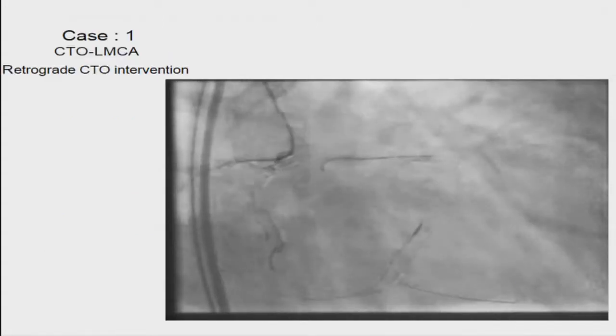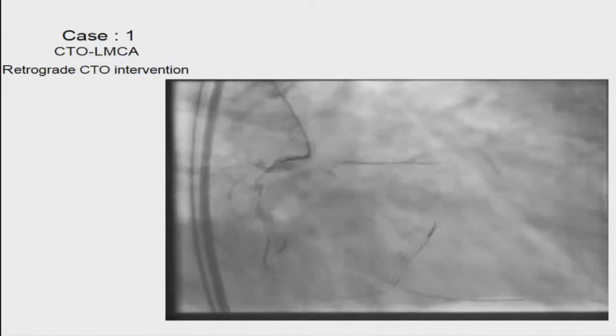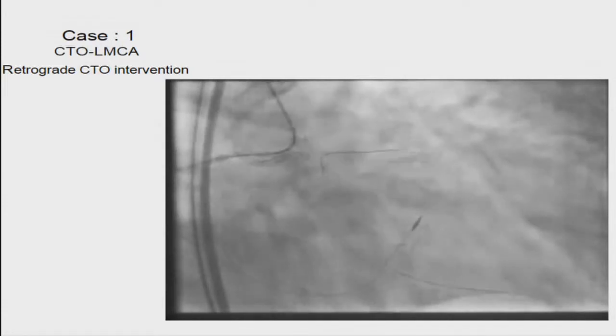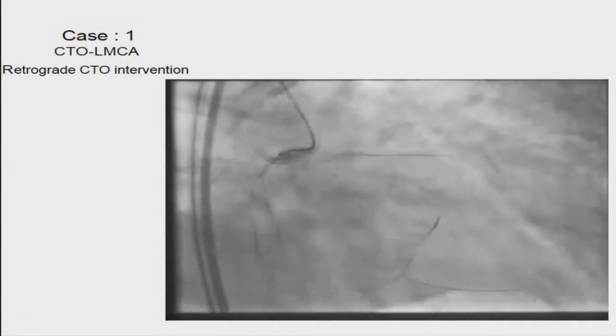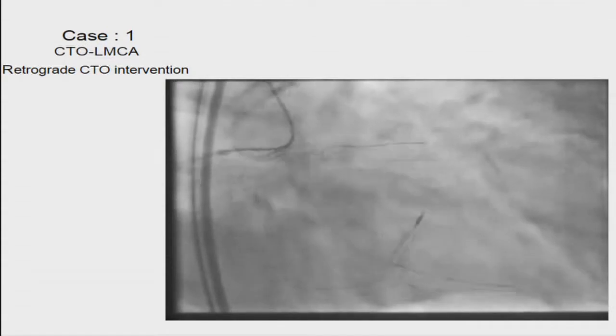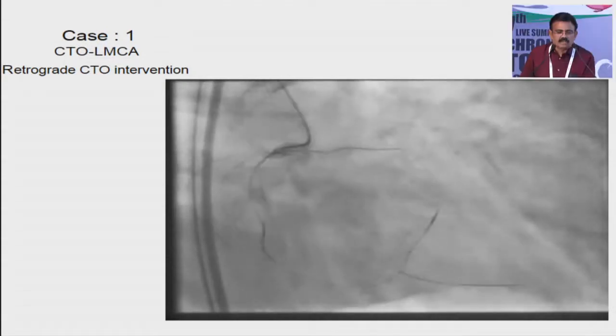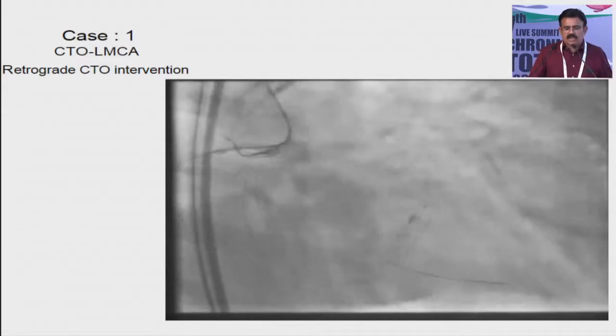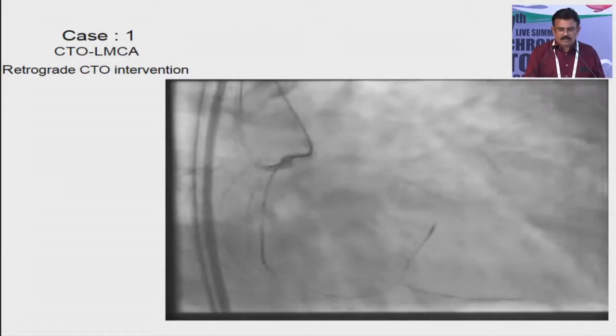The first case, this is a typical retrograde wire crossing. You have a wire coming inside, the CTO segment crossed, and your wire is taken into the guide liner, into the main lumen. This is actually the wire crossed. When the wire is crossed into the antegrade catheter, you have to push.